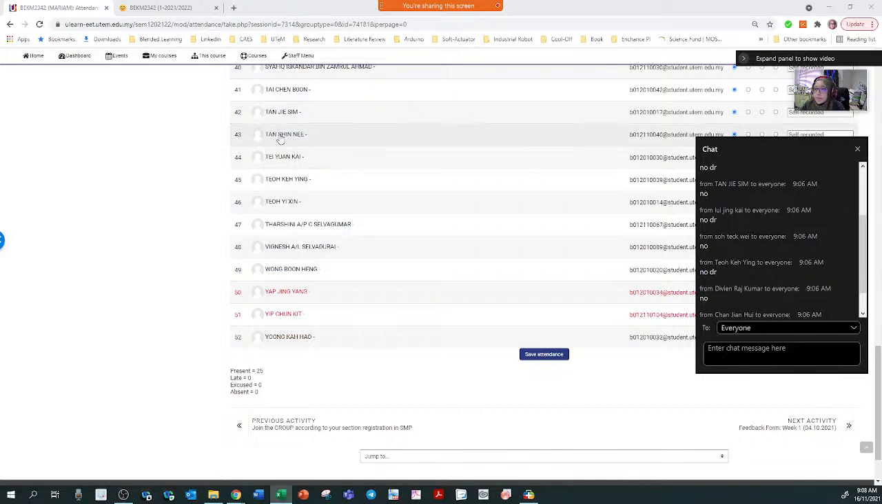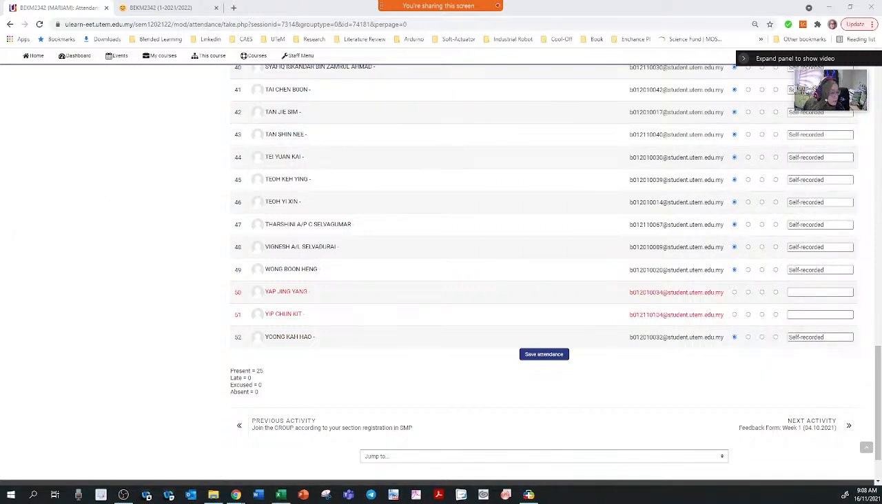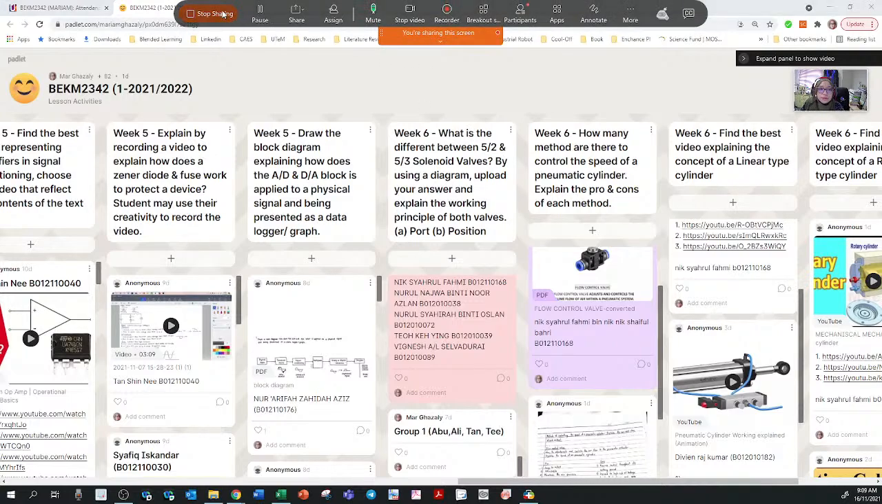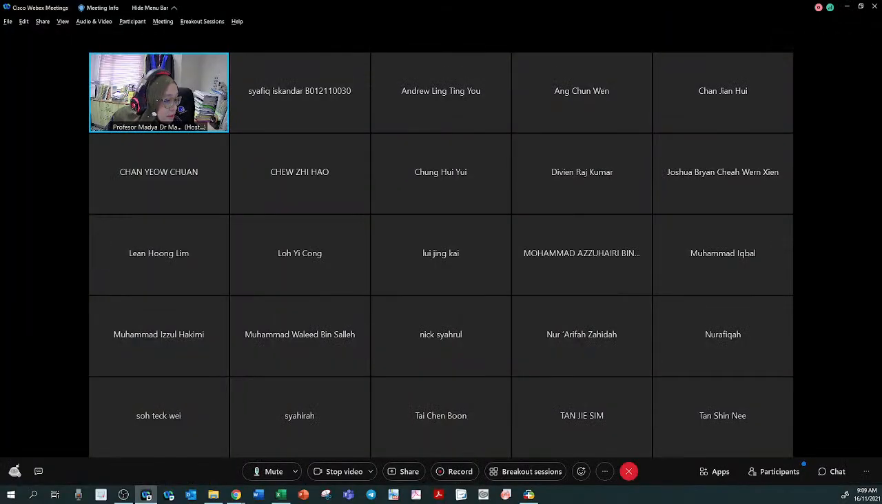Okay, Loh Yi Chong. Share the Padlet of your group discussion and then proceed to explain. First is the 5/2 solenoid valve. Alright, so please share the screen, Loh Yi Chong. Alright, please share.